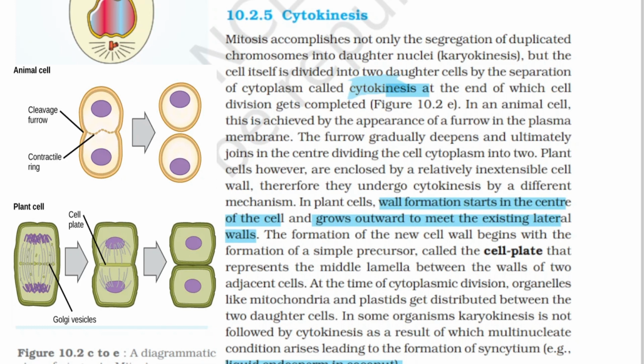Remember, in some organisms, karyokinesis is not followed by cytokinesis. The division of the nucleus occurs, but division of the cytoplasm doesn't happen. As a result, the cell has more than one nucleus, which is called the multinucleate condition, leading to the formation of syncytium. For example, you can take liquid endosperm in coconut.